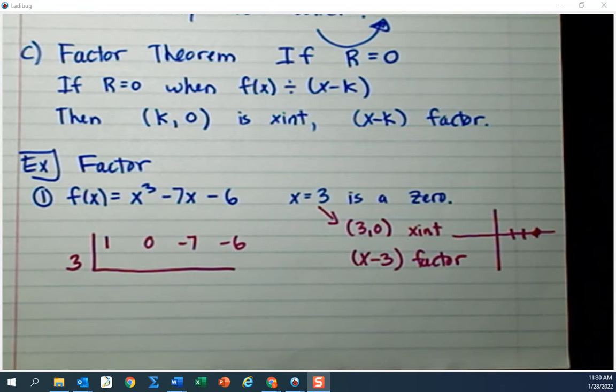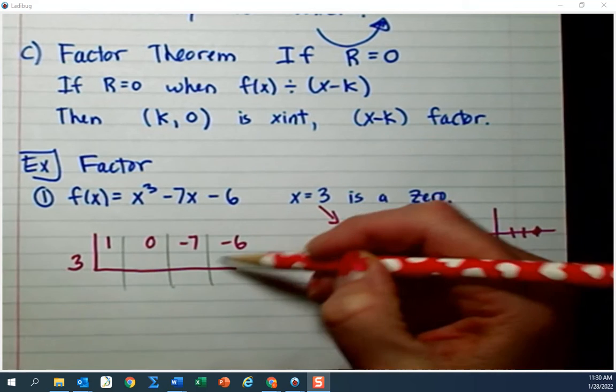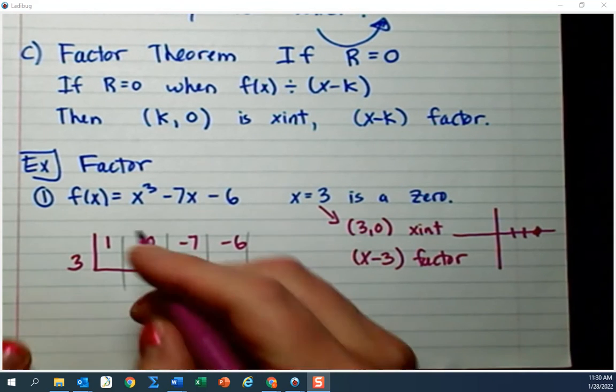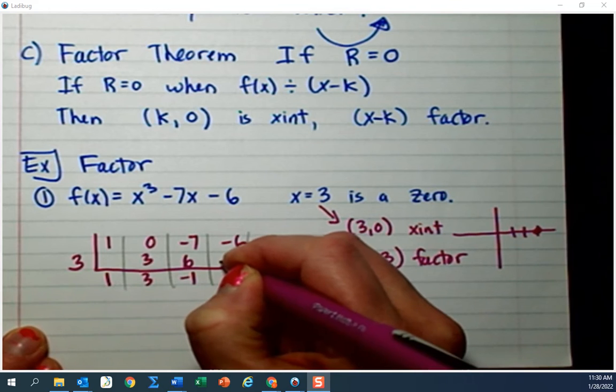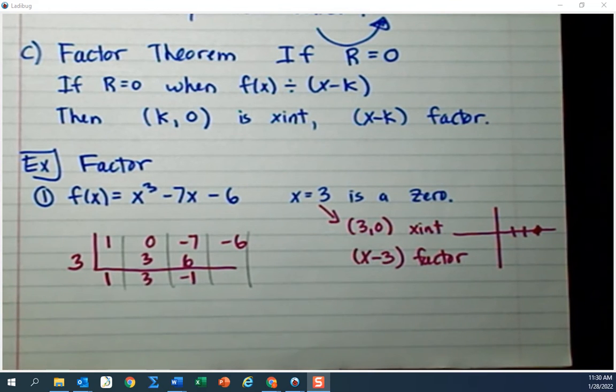All right. Go. Okay, got a 1, a 3, a 6, I think. Something's wrong. Oh, that's a 9. That's a 9. Yeah.